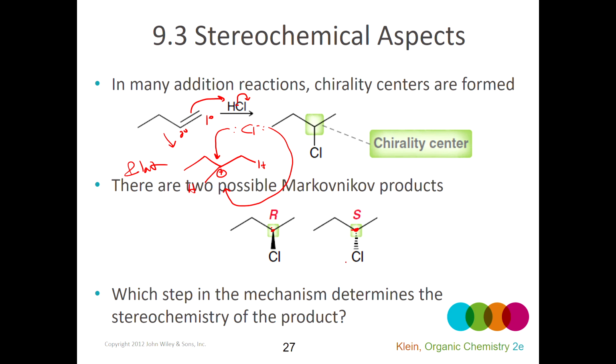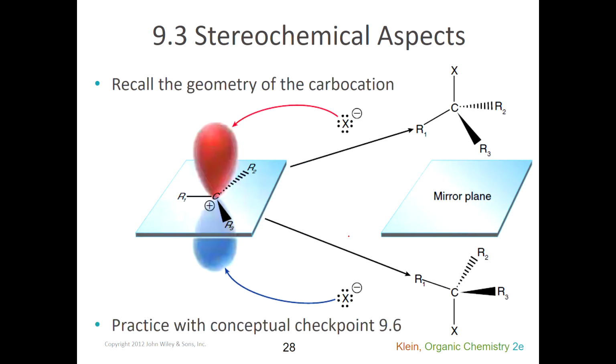All right, so which step determines the stereochemical outcome? Well, that's step 2. Right? Step 1 produces the carbocation. Step 2 is where the nucleophile attacks it, and since it can attack equally from the top or the bottom, I get two equally likely stereochemical products.